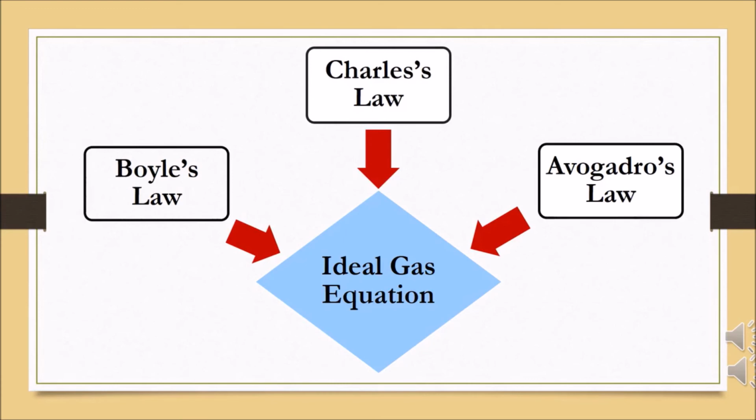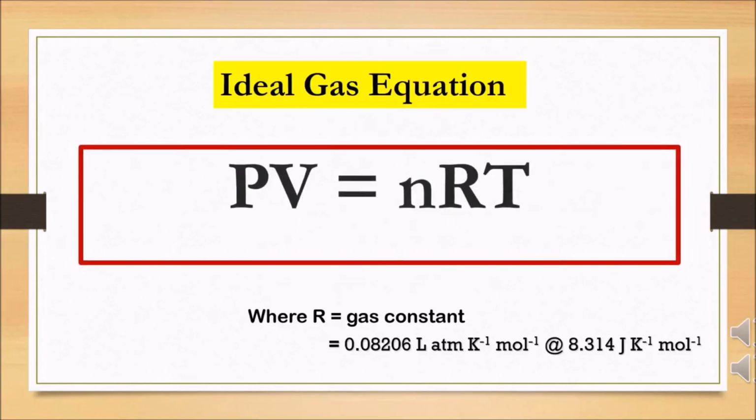When we combine these three gas laws, we will get a very important equation, that is, the ideal gas equation. This is the ideal gas equation: PV equals nRT. Note that it only applies to ideal gas.